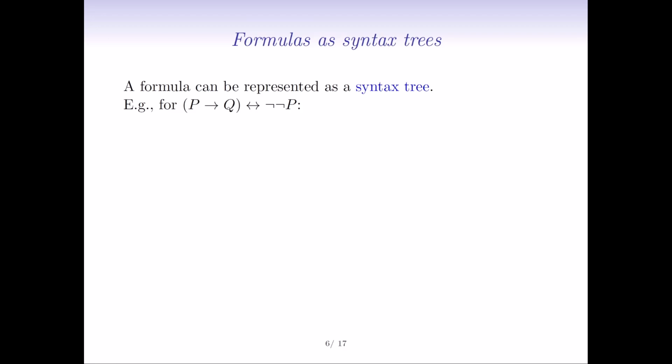So just a quick note here is that actually we can always write down for any given propositional formula, we can write it down also in the form of a syntax tree, which is completely unambiguous. So here's a propositional formula, which is P implies Q if and only if not P. Now we can write that as a syntax tree in the following way.